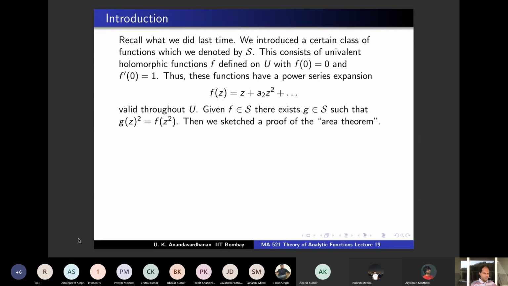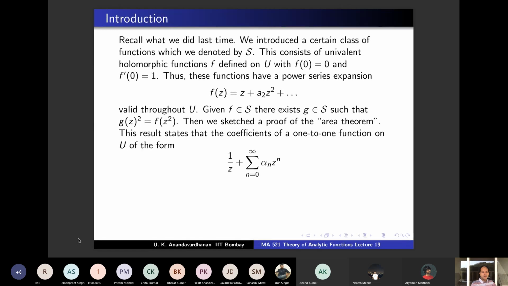Then we sketched a proof of the area theorem. The name came because of the proof, where we were computing some areas in two different ways and you got an inequality. But what did the result say? The result states something about the coefficients of a one-to-one function on the complement of the disk. It is defined on U minus 0 actually, and then there's a 1 by z term. So this has a pole of order 1, a simple pole at z equal to 0, whose residue is also 1. So it has a 1 by z term in the Laurent series expansion, plus the summation of alpha_n z to the power n.